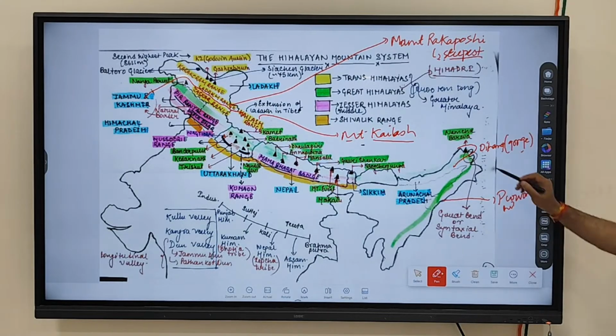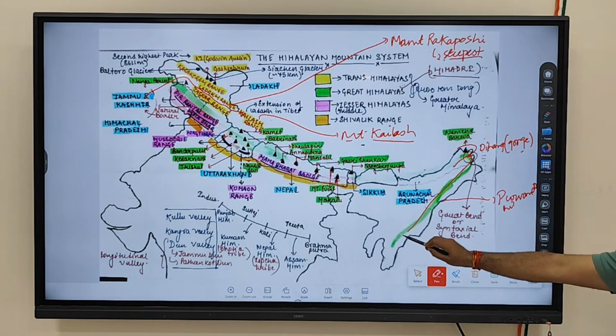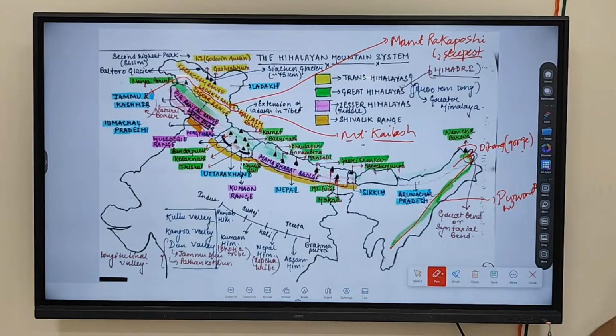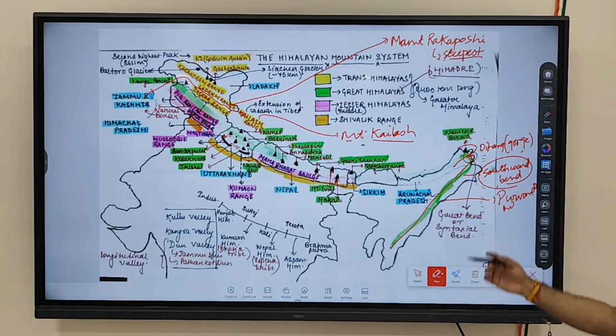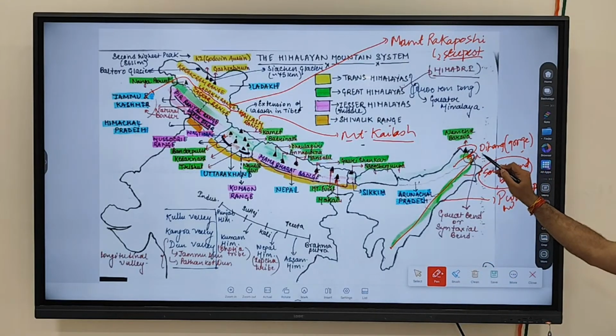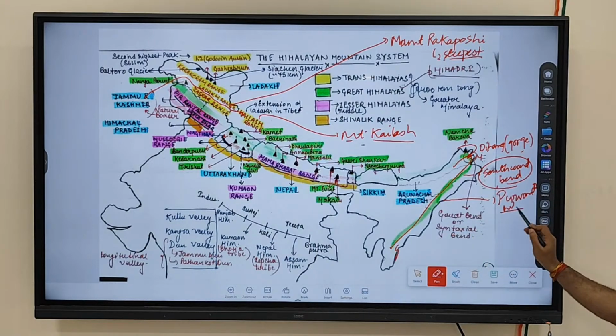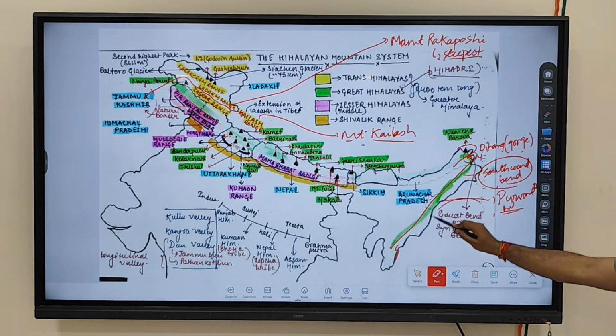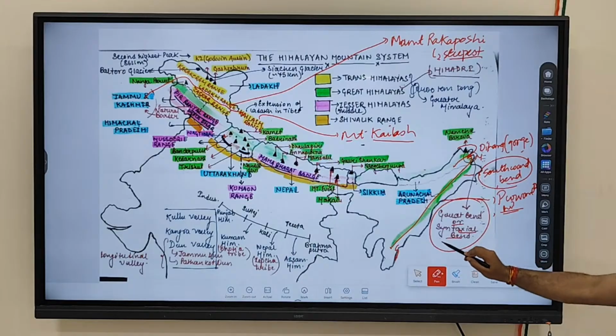From the Dihang gorge, you'll see a southward bend. From the Dihang gorge, you are seeing which type of bend? Southward bend. And these Himalayas are turning into which type of hills? Purvanchal hills. Clear? This is referred to as a great bend or syntaxial bend.